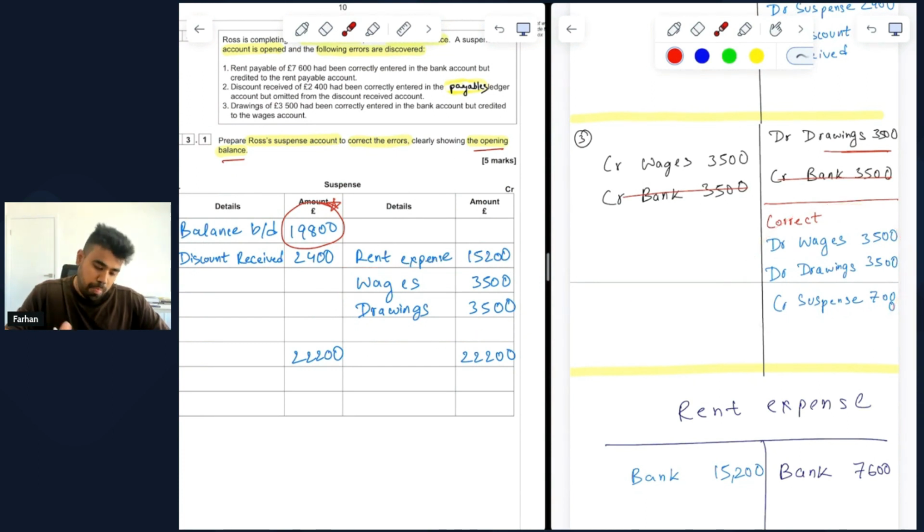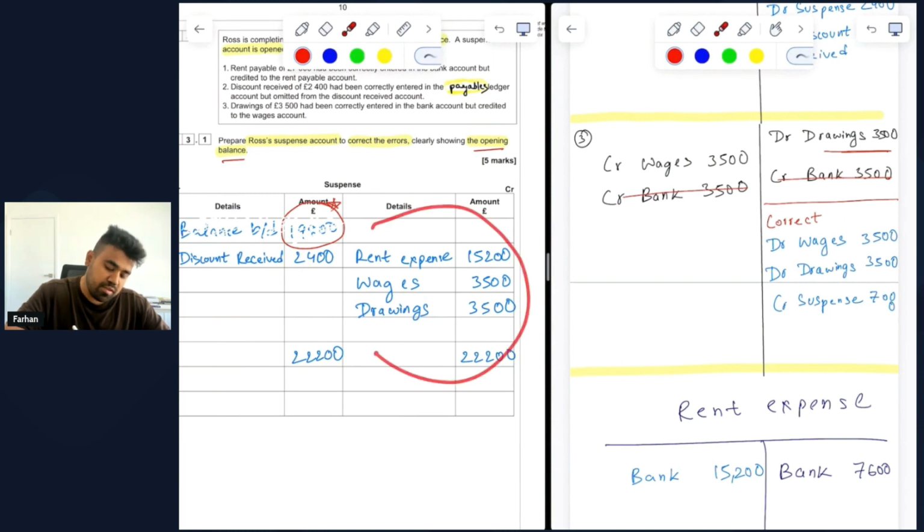Okay, so how do we find the opening balance in this case? First of all, let's just assume that we didn't have the opening balance to begin with. So what we had to do was calculate everything on the heavier side, which was the credit side, by adding rent expense, wages, and drawings, which would have given us £22,200 in total.